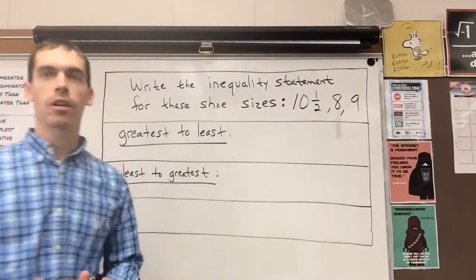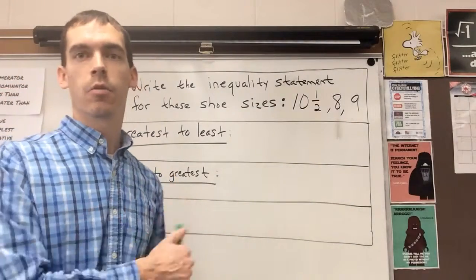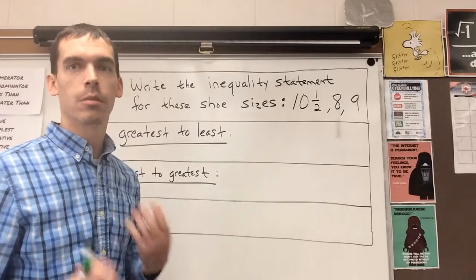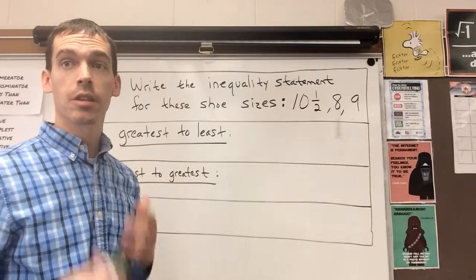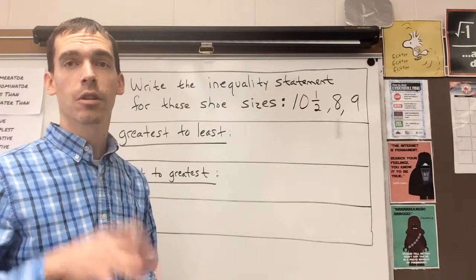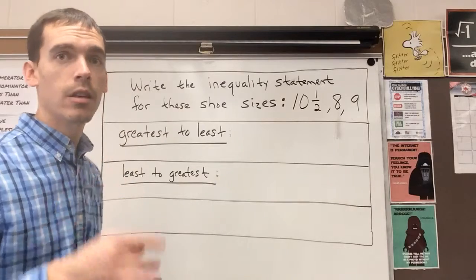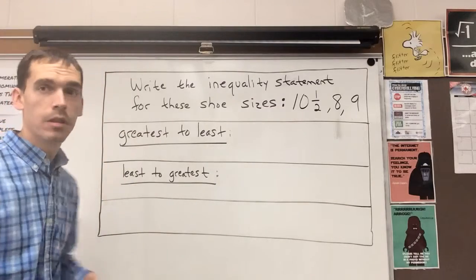Monroe's Math. Today we're talking about using inequality statements and ranking things from greatest to least or least to greatest, so in some sort of an order. So we start right here. This is example 1 from lesson 10, so this is coming at you in a little bit right about now. So write the inequality statement for these shoe sizes.